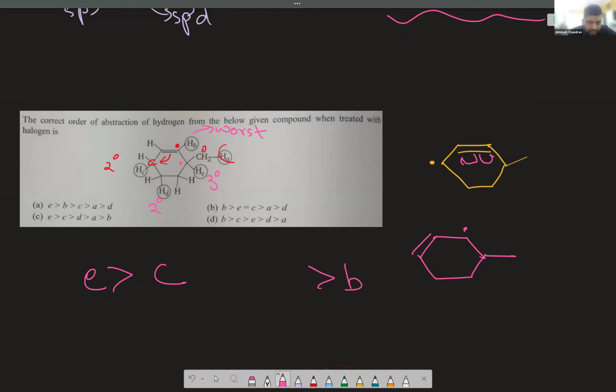So between A and D, of course, A is a primary one, so that is the least, and D is a secondary one, not resonance stabilized, but at least a secondary one, so relatively stable compared to removal of hydrogen A, which is going to give me a primary free radical, right? So the correct order of abstraction is E, C, D, A, B, which I can see is the C option out here, right? So this is my answer here.